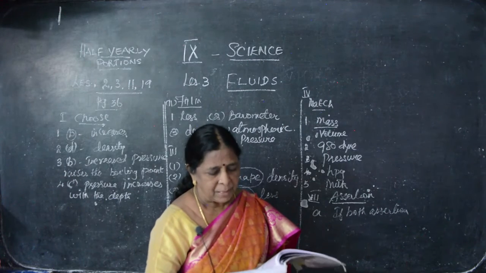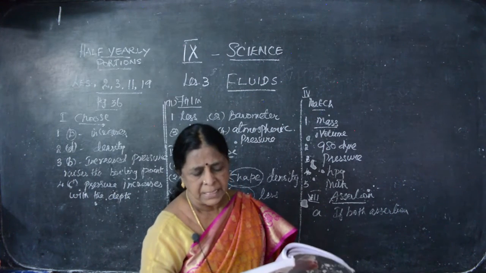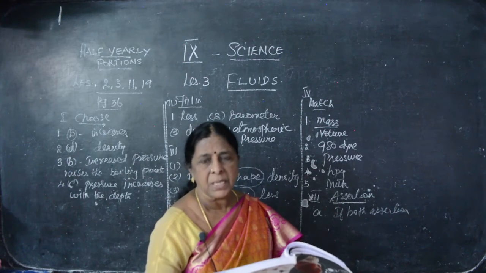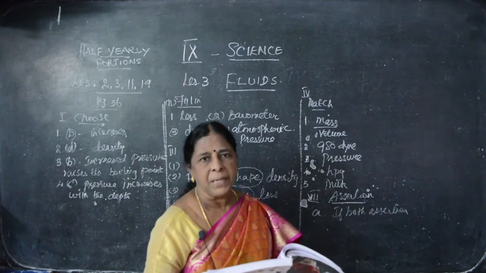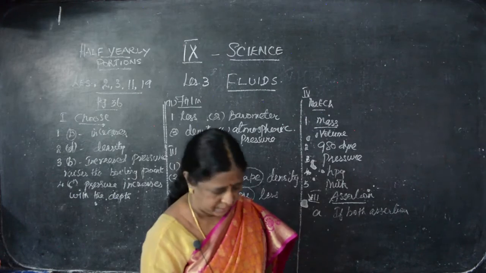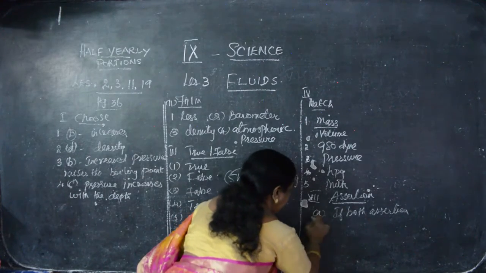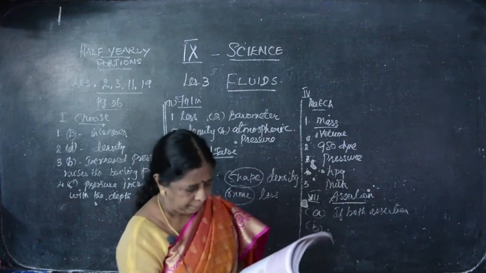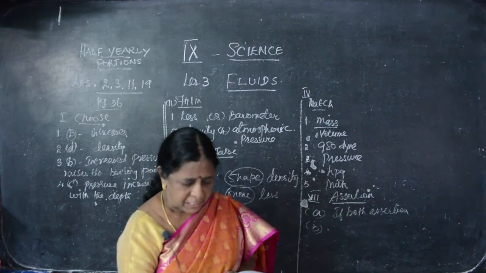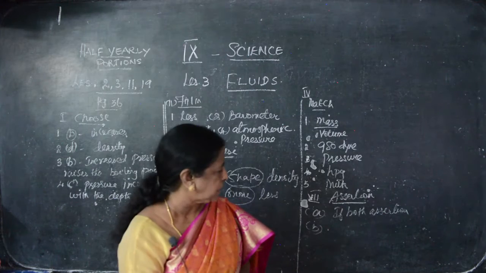Next one. Second one: Pascal's law is the working principle of the hydraulic lift. Reason: pressure is force per unit area. So the option is B. The correct answer is B. What is given in B? If both assertion and reason are true, but reason is not the correct explanation of assertion.